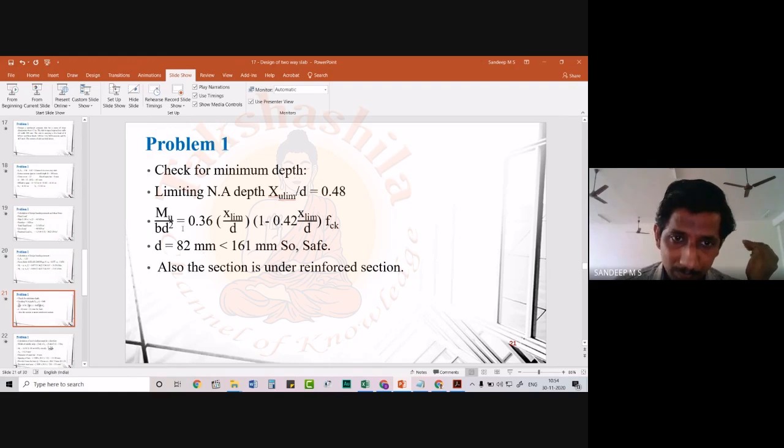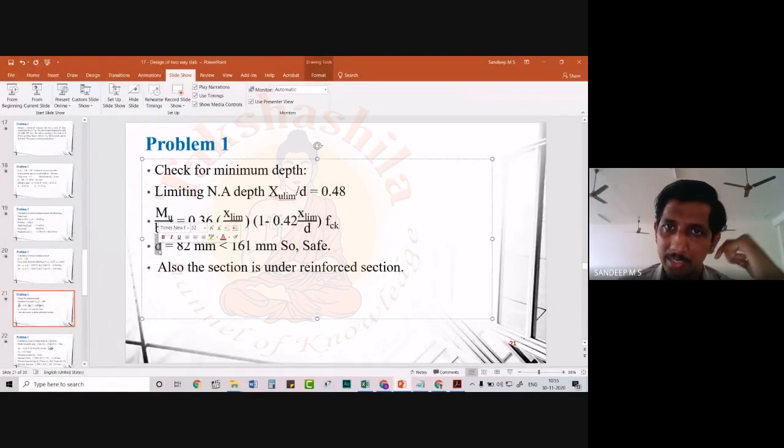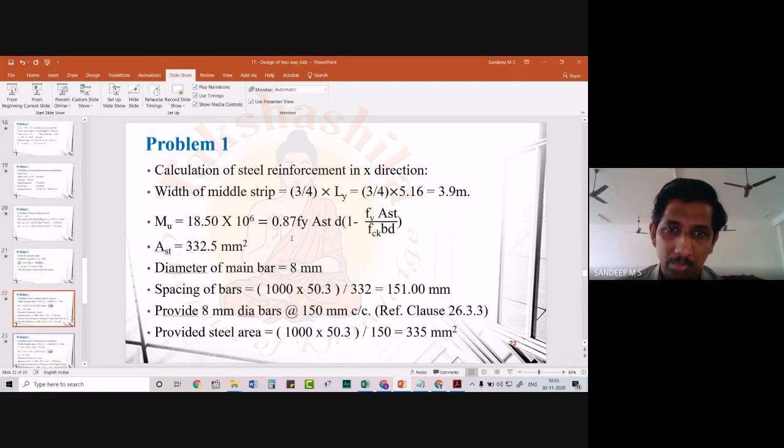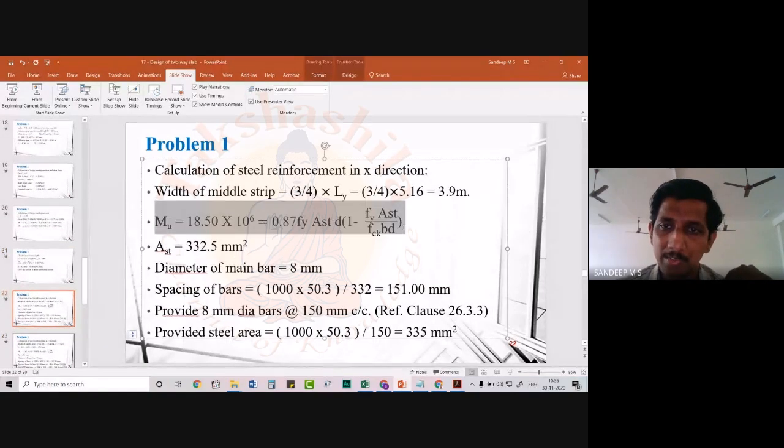Okay, so basically here what we do is that we will use this equation corresponding to balance section, and we will calculate the minimum depth required for ensuring that our section will not be an over reinforced section. So this is the minimum depth required for a balanced section. So we have already assumed a very higher value, almost double the required value. So it is perfectly safe, and it is again an under reinforced section. So we can use the equation corresponding to under reinforced section for the calculation of our AST.